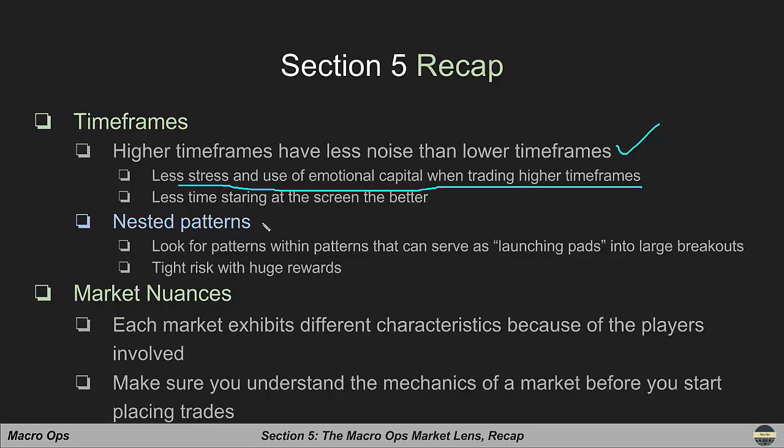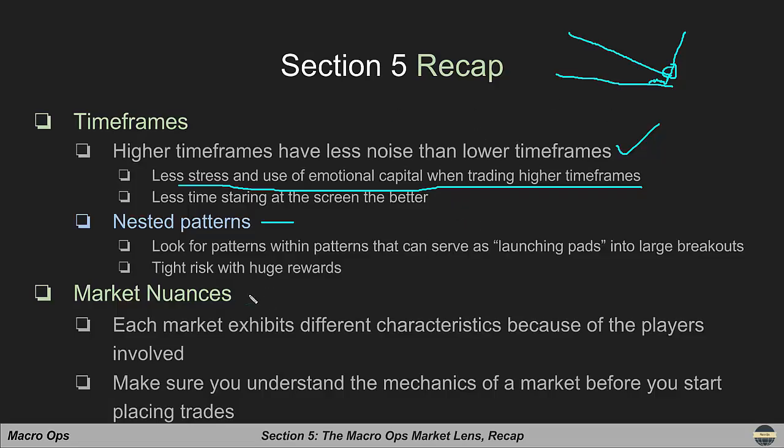And then we went and discussed nested patterns. So that's an advanced topic, but it's looking for patterns within patterns that can serve as launching pads into large breakouts. And you get really tight risk with huge rewards when this occurs. So let's say we have some sort of falling wedge, and this is on the large time frame, and then we see a little mini pattern down here that breaks out. We might be able to enter on this mini pattern and get in earlier than if we were to wait for the actual breakout of the larger pattern. So that's how we can use nested patterns to get this tight risk with potential huge gains.